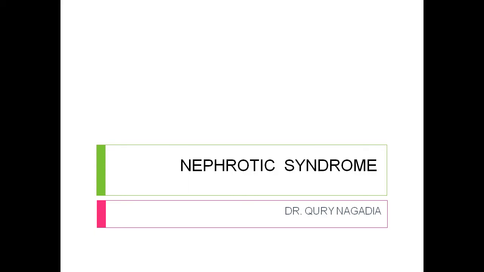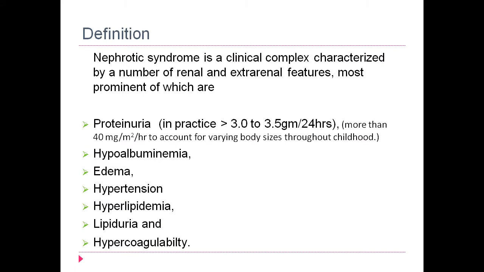So, when we talk about nephrotic syndrome, it's not a disease, it's a clinical complex characterized by a number of renal and extrarenal features, most of which are proteinuria. Usually, it is 3 to 3.5 grams in one day, but when it comes to children, you have to put it as 40 milligrams per meter square per hour because their body size varies depending on the age.